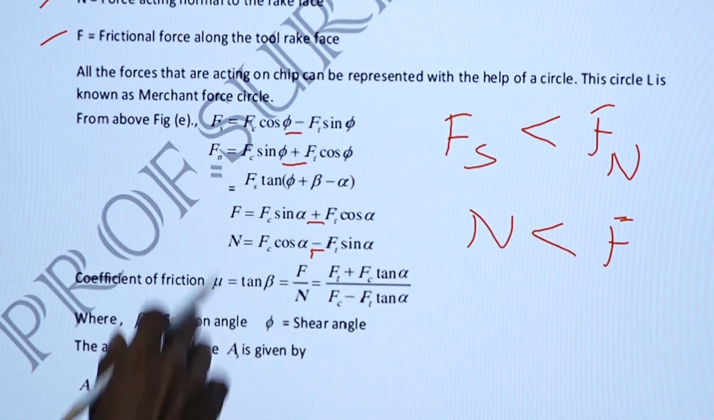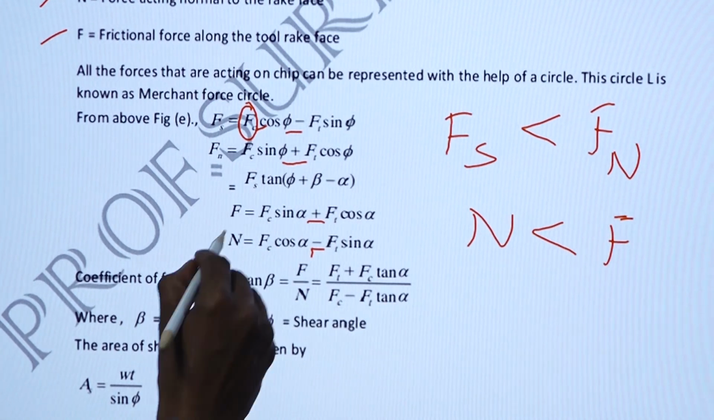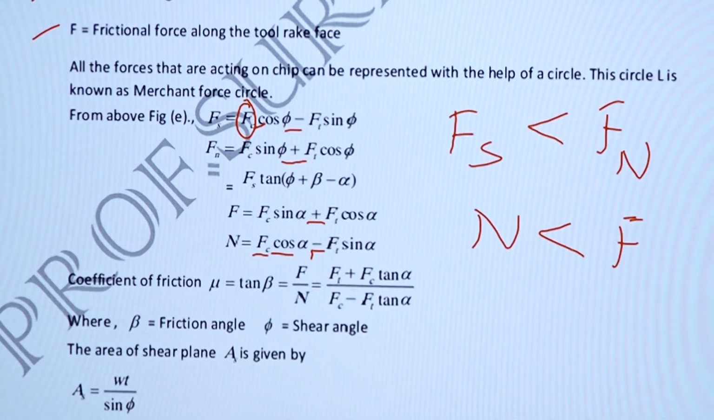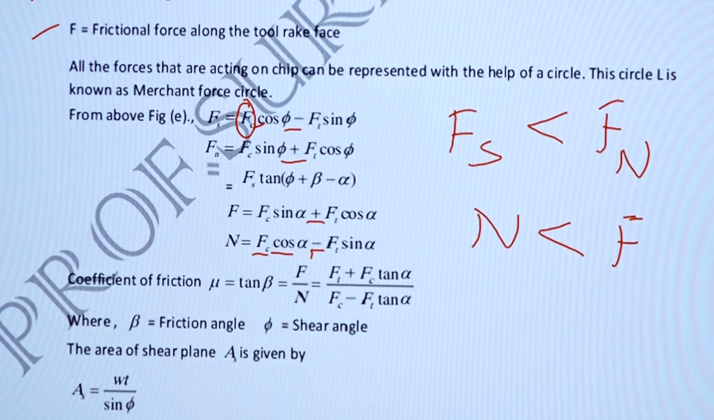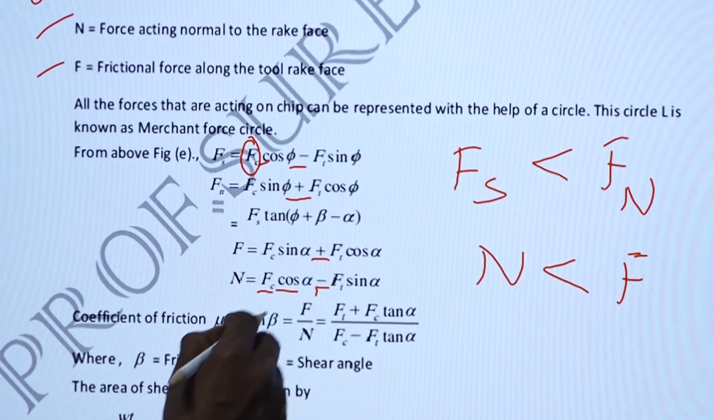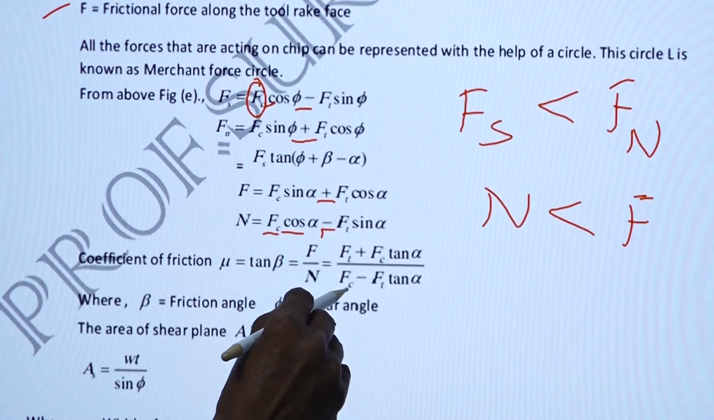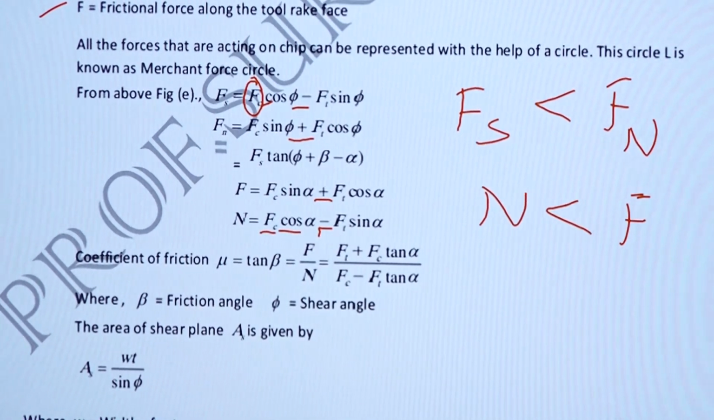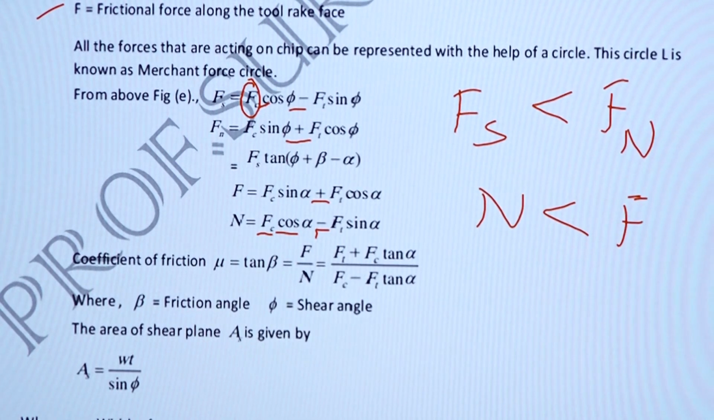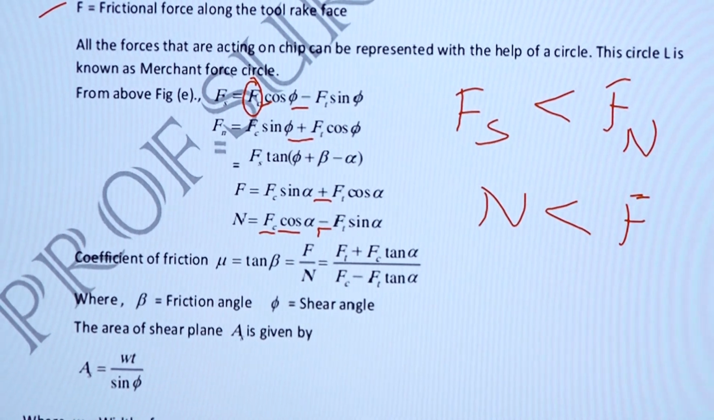And always you have to remember that whenever Fc is coming for subtraction, Fc is coupled with cos phi. Here Fc is coupled with cos alpha. For subtraction, the cutting force is associated with the cos term. So these two things you have to remember, and you have to find out the coefficient of friction. The coefficient of friction equals tan beta, that is equal to F by N. You are simply substituting those formulas here. For subtraction, Fc will come under the front; for addition, Ft will come under the front. So mu equals Ft plus Fc tan alpha divided by Fc minus Ft tan alpha.